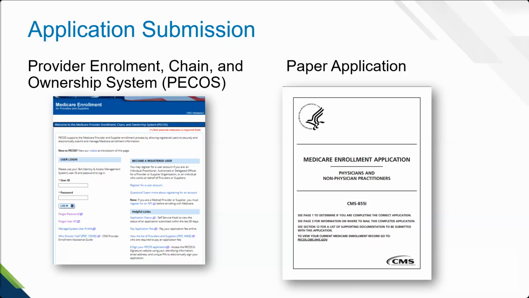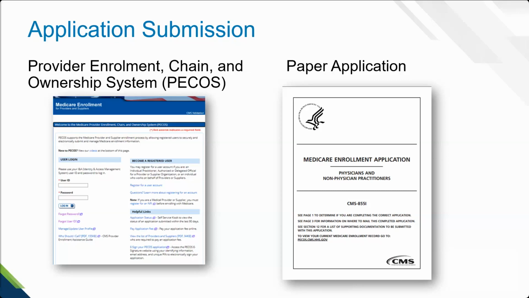If you've attended any of my webinars, you'll hear me say PECOS, and I stand behind this. PECOS is always going to be the most efficient way to submit an application. The processing time on an electronic application submitted through PECOS is 15 days if we have everything the first time it comes in, whereas with a paper application, it's 30 days. So that change is going to happen a lot more quickly if it comes in electronically.